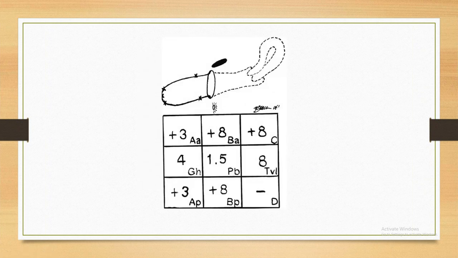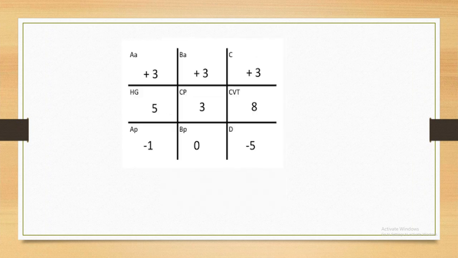Now this. Again this one is a complete wall prolapse. Stage 4 wall prolapse in all compartments, stage 4 anterior and posterior.